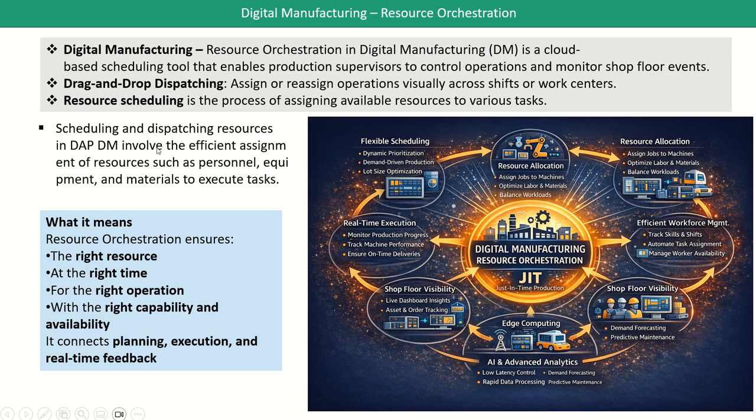And in this way, we can monitor how much time we have actually utilized a particular resource for a particular operation. It ensures that we are using the right resource at the right time at the right operation with the right capability and ability, and it connects planning, execution and real-time feedback. We will also see how we can configure, and how we can schedule and dispatch the resources in SAP DM using the resource orchestration in great detail.